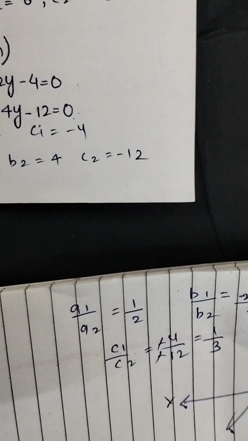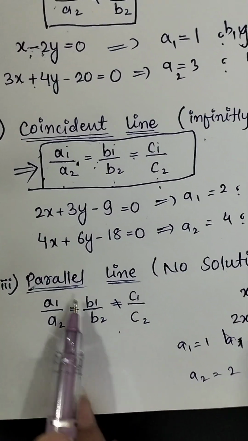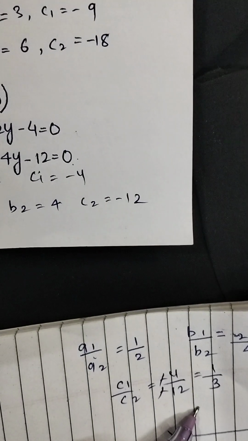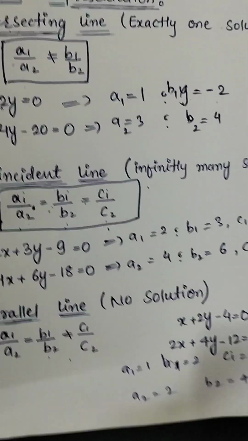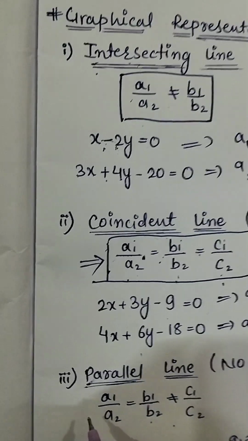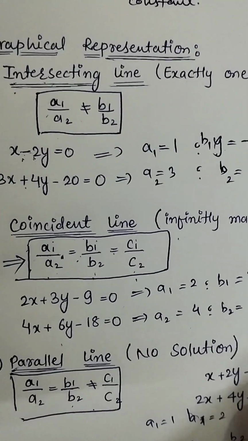What has happened here? a1 by a2 equal to b1 by b2 is 1 by 2, but c1 by c2 is 1 by 3. The condition a1 by a2 equal to b1 by b2 is satisfied, but is it equal to c1 by c2? No, it is not equal to c1 by c2. So parallel lines have no solution because they satisfy the condition a1 by a2 equal to b1 by b2 but not equal to c1 by c2.